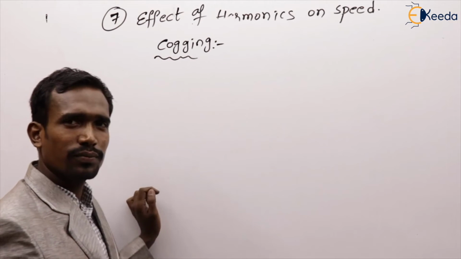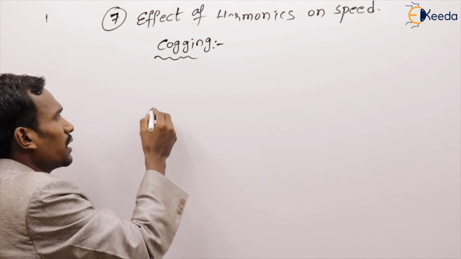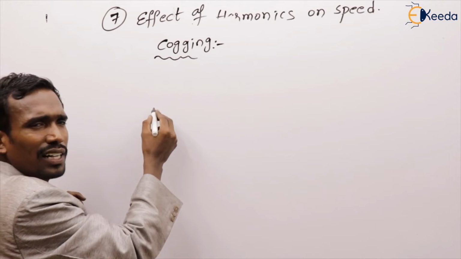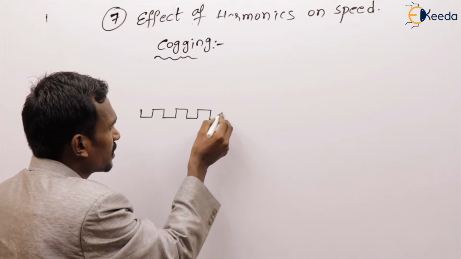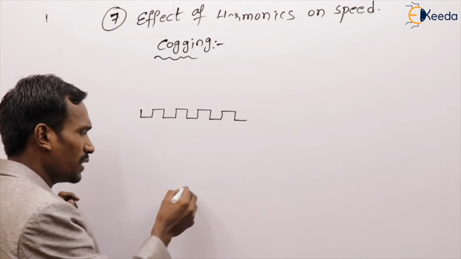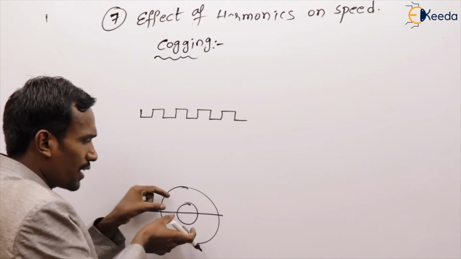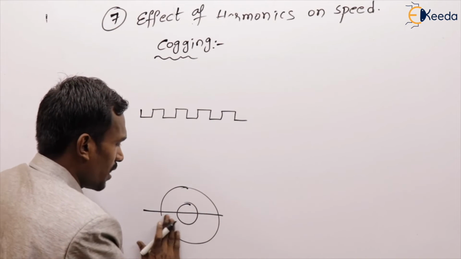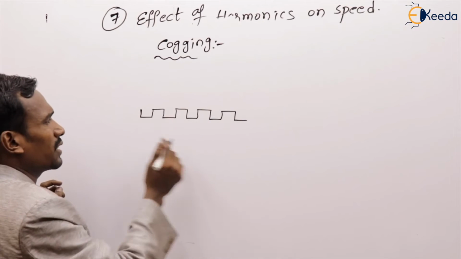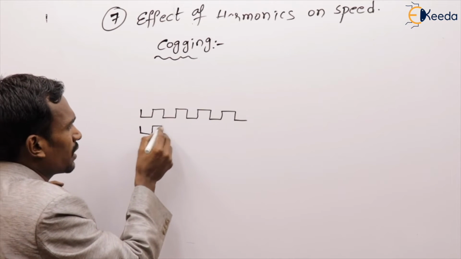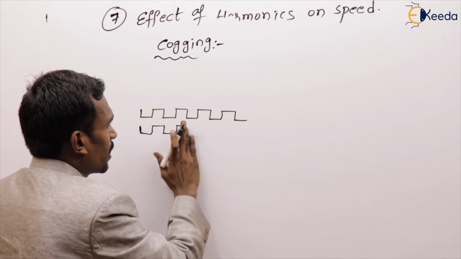So what is cogging? Generally, in our machine, we have a stator and rotor. For example, my stator is like this. I am cutting it like this and taking it here separately. And again, these are my rotors. This is my rotor, for example.